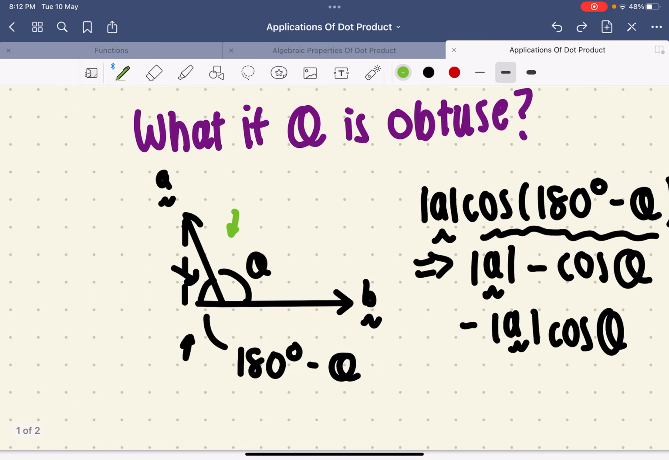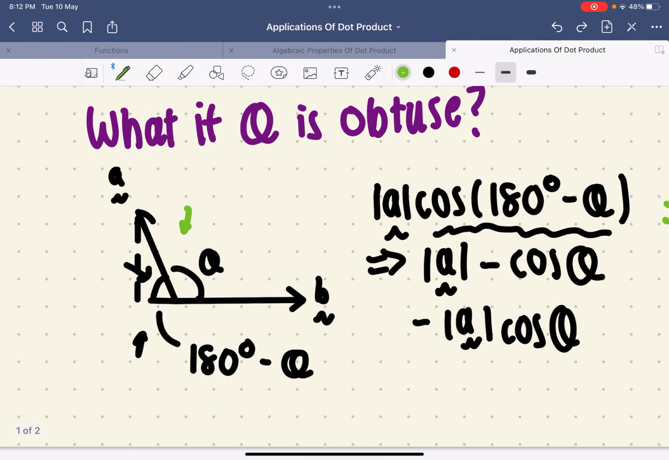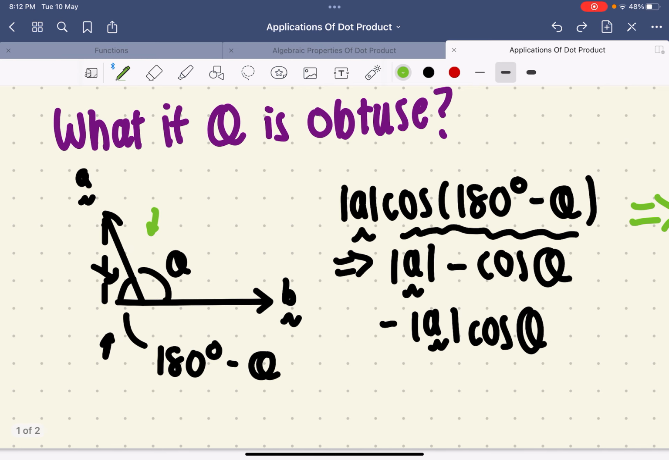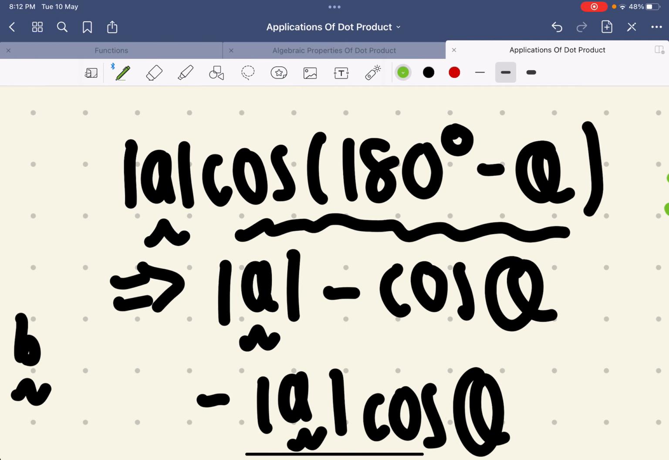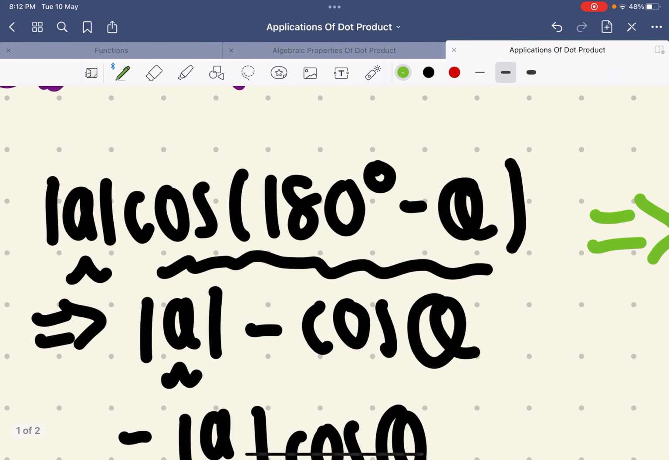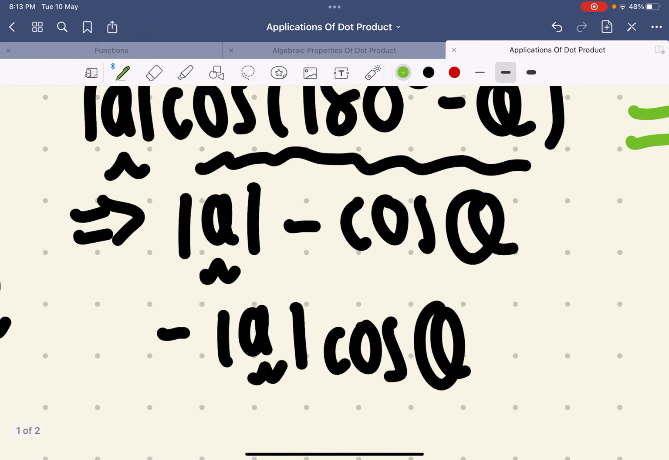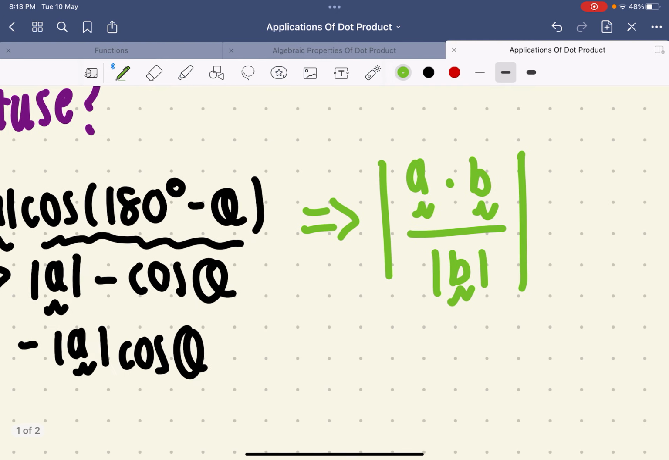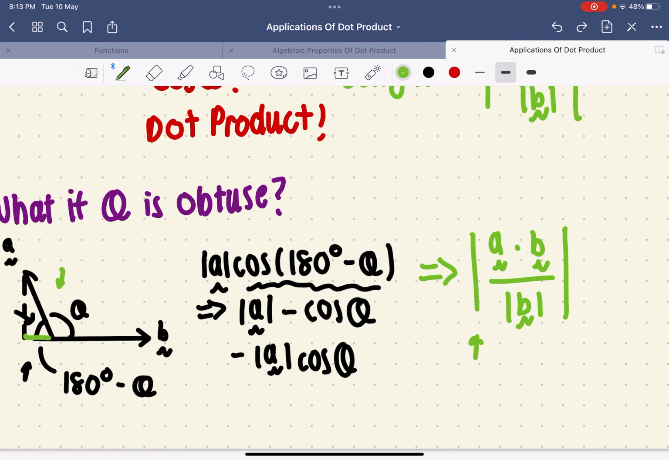Then this one would be 180 degrees minus theta. Okay? Then I want to find this. Then this part is just mod A cosine of 180 minus theta. Then from our trigo stuff, we know if we convert it, cosine of 180 minus theta will just be negative cosine theta. Then it will just be negative mod A cosine theta. Then since it's a mod, we don't care about the negative sign anymore.